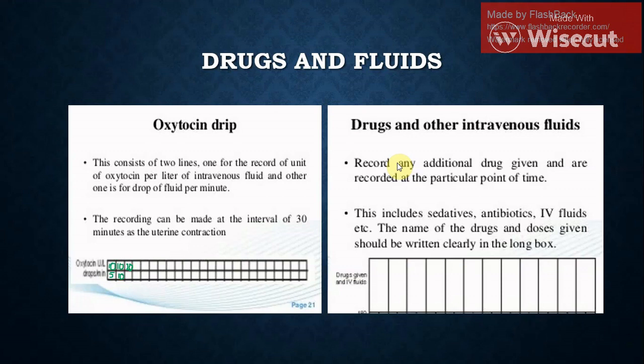This includes the sedatives, antibiotics, IV fluids, etc. The name of the drugs and the dosage given should be mentioned or written clearly in the boxes given below. Like, suppose we are administering an injection dexamethasone to the client, to the patient, or to the mother in labor. So we will mention the name of the drug, the route of administration, the dosage of the drug, as well as the time of administering the drug.